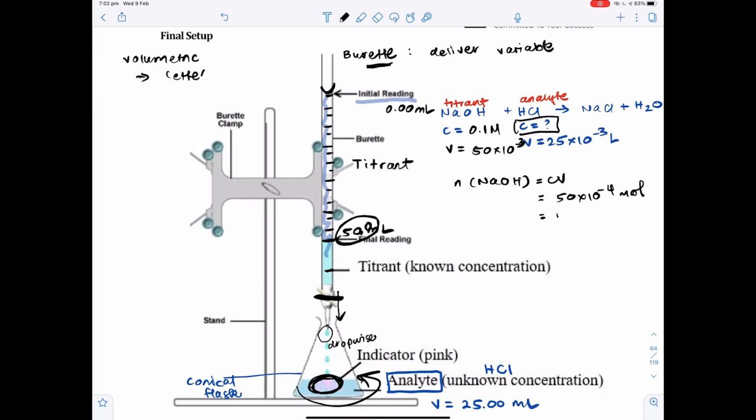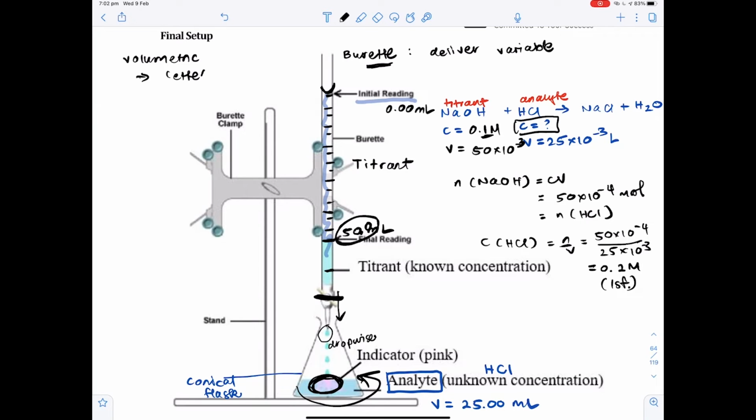And that's equal to the number of moles of HCl. Good. And then you can find the concentration of HCl is equal to n on V, which is 50 times 10 to the minus 4 over 25 times 10 to the minus 3, which is 0.2 molar. Easy, right? Good job. How many sig figs? In this case, it would clearly be 1. Good. How easy was that? Titration is easy. The calculation is very easy, right?